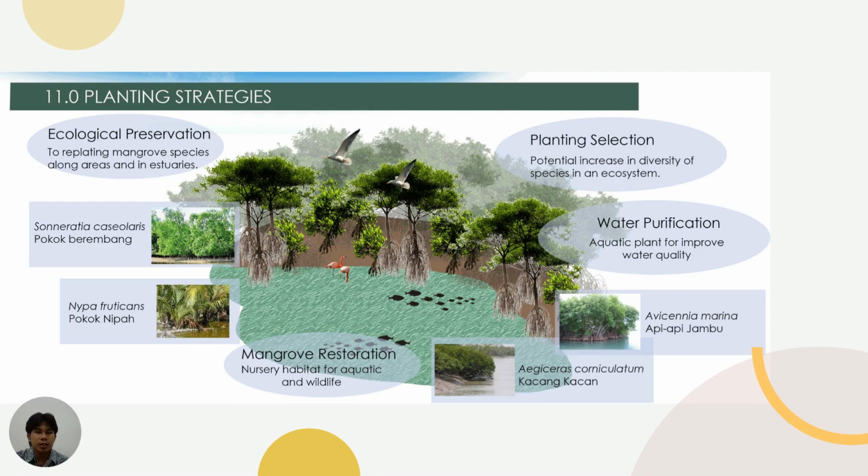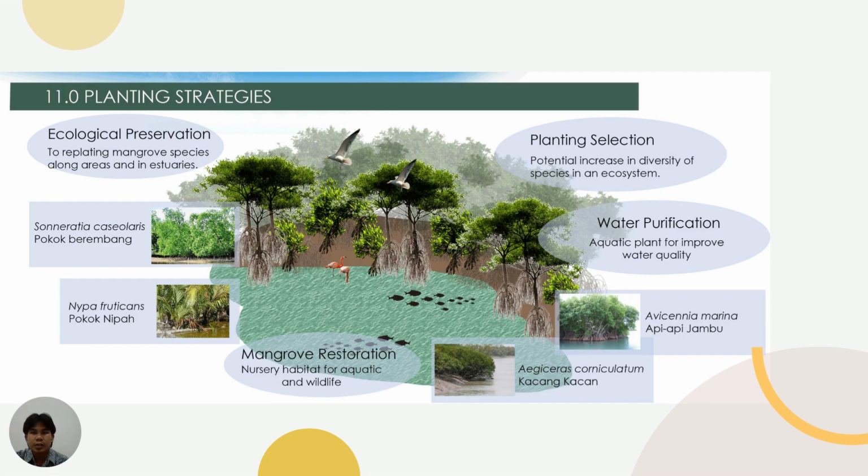Next is the planting strategy. For ecological preservation, replant mangrove species along the area. Next is planting selection, to increase the density of species in the ecosystem. Next is water purification. The aquatic plants can improve the water quality. And next is mangrove restoration, to provide a nursery habitat for aquatic life and wildlife.